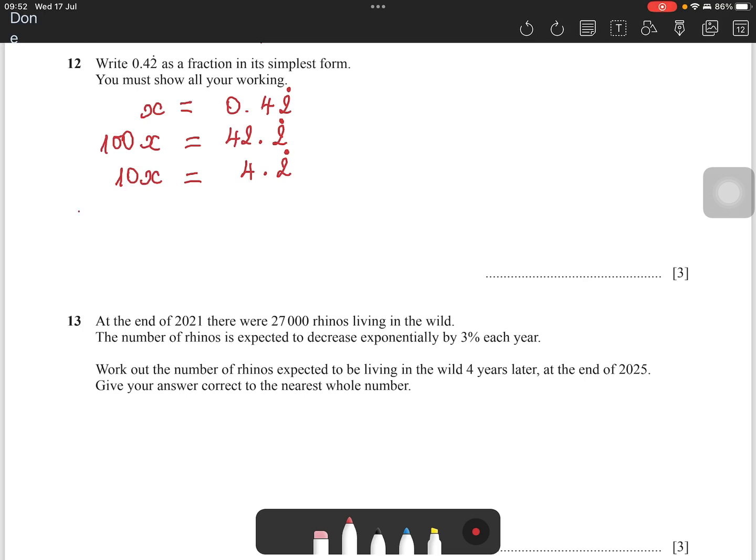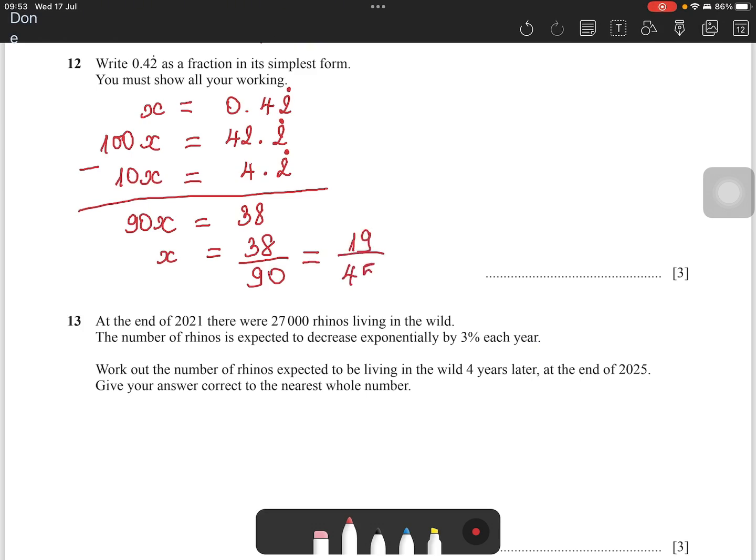And now you see that if we subtract 10x from 100x, we'll get 90x on the left-hand side. And on the right-hand side, we can cancel 0.2 recurring. So 42 minus 4 is only 38. Now we divide both sides by 90, so 38 divided by 90. We need to simplify this fraction, so it is 19 over 45.